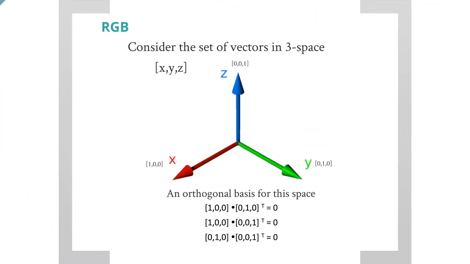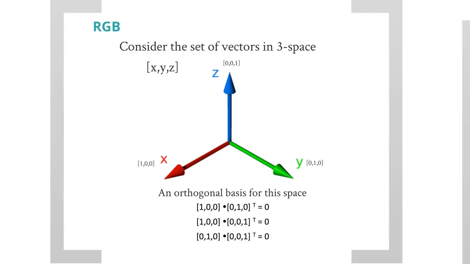Let's look at some more examples of orthogonal vectors. Consider the set of vectors in R3. Choose a basis for this space. Note, the inner product of each pair of these vectors is 0. This is an orthogonal basis for this space.